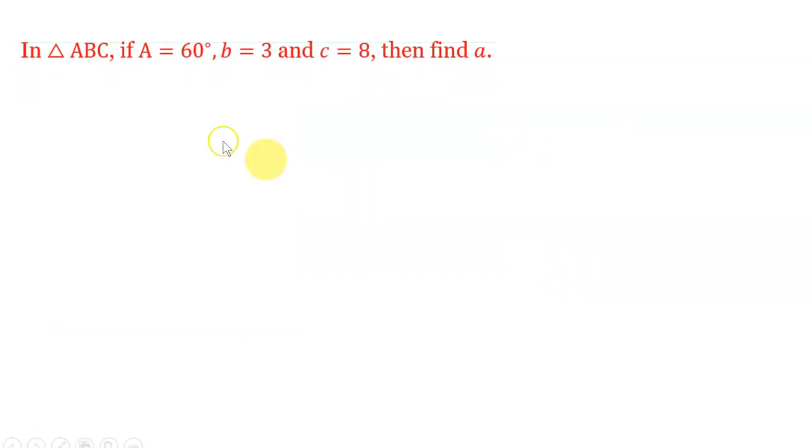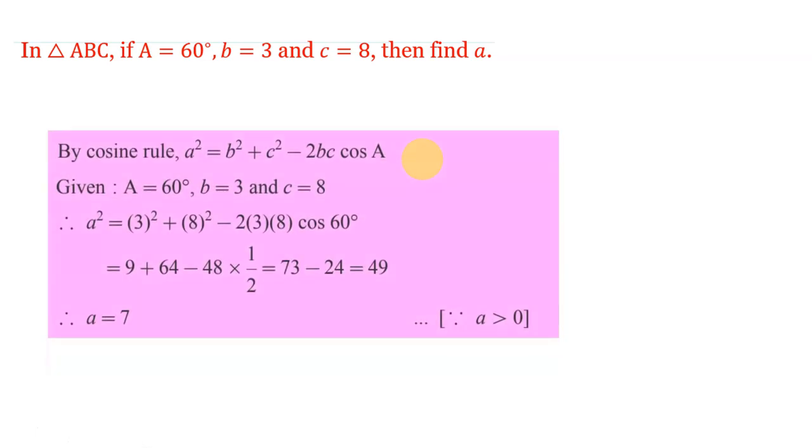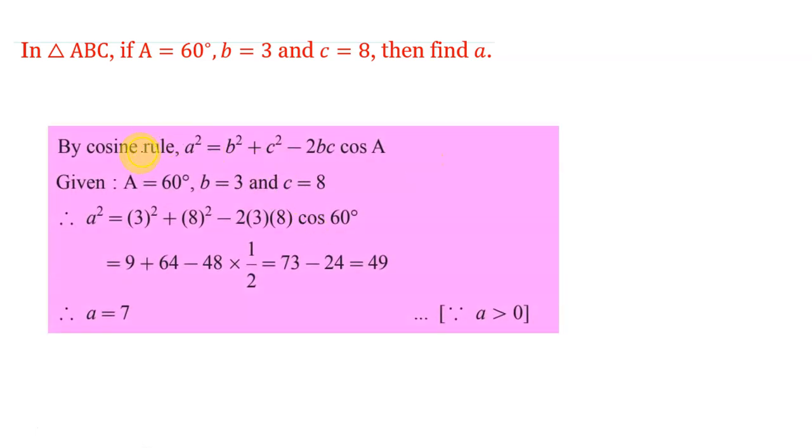Next, in triangle ABC, if angle A is equal to 60 degrees, b is equal to 3, c is equal to 8, then find a. Now here we want to find out the side a. By the cosine rule, a square is equal to b square plus c square minus 2bc cos A. Here A is equal to 60, b is equal to 3, c is equal to 8. Substitute in this formula.